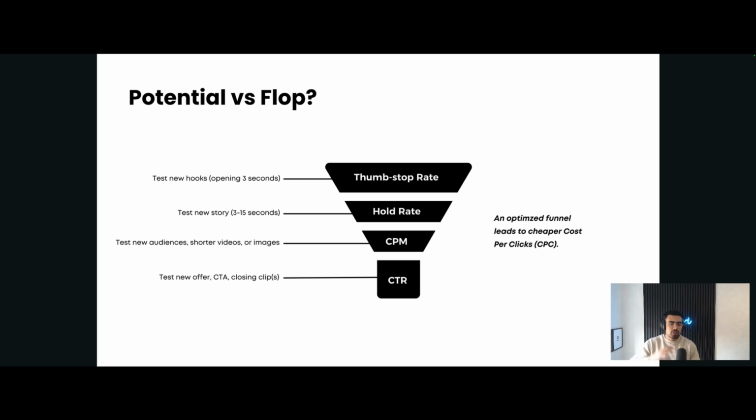If you've got a great video and you've got a terrible hook, nobody's going to get to watch the rest of the video, no matter how great it is. And so what you want to do in that situation is test new hooks instead of scrapping the video altogether and creating a completely new piece of user-generated content. Hold rate is between 3 and 15 seconds long. So once they've gotten through the top of the funnel, they've watched the first 3 seconds, the hold rate measures between 3 and 15 seconds.